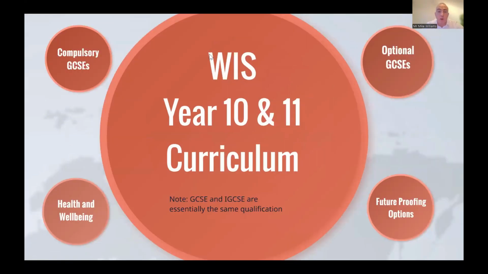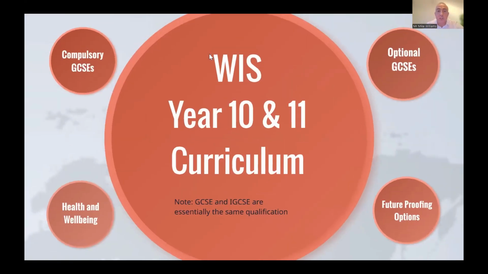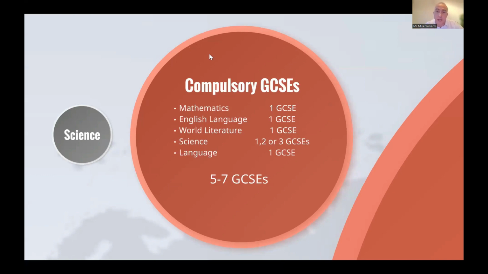So our whole curriculum, I'm going to take us through it. So we have compulsory subjects at GCSE in year 10. These are all compulsory subjects. Maths, English language, world literature, which is English literature, but rather than focus on English literature, we look at literature across the world in English. So that's our literature subject. And science, I'll go through that in more detail.